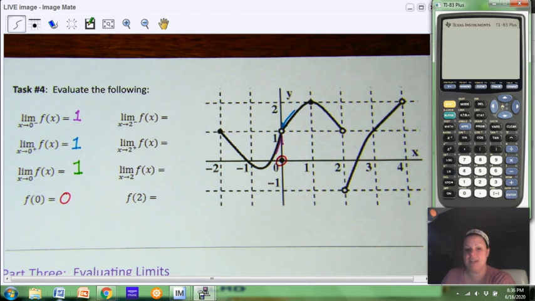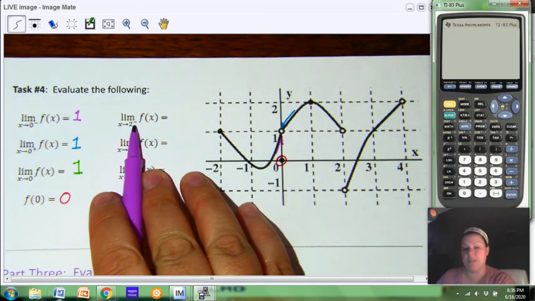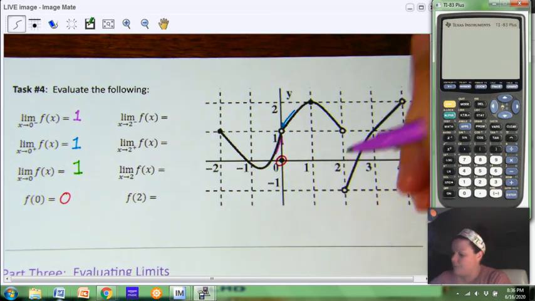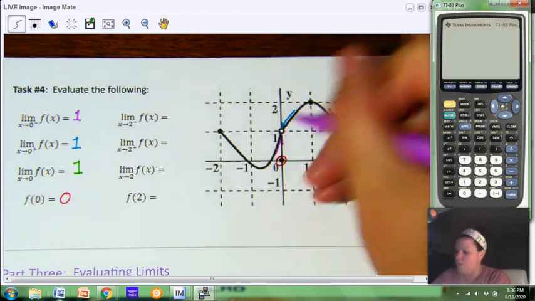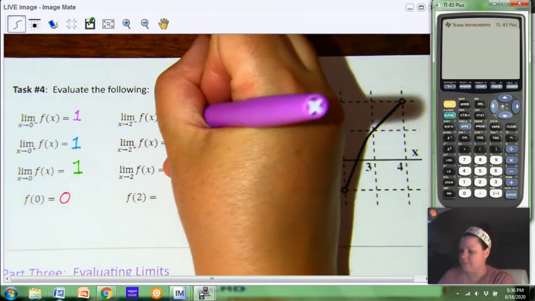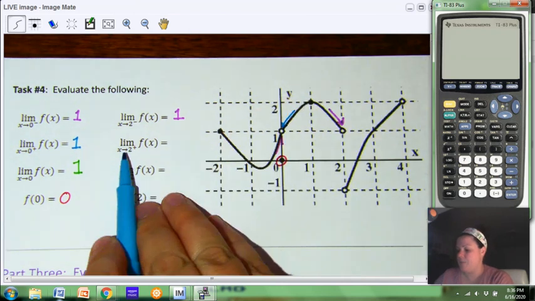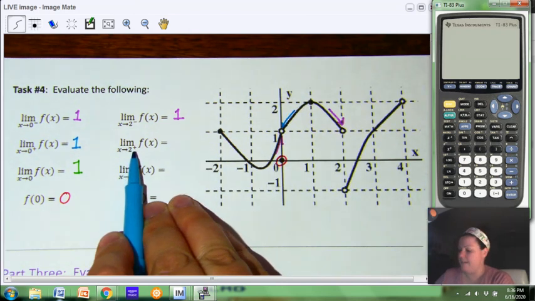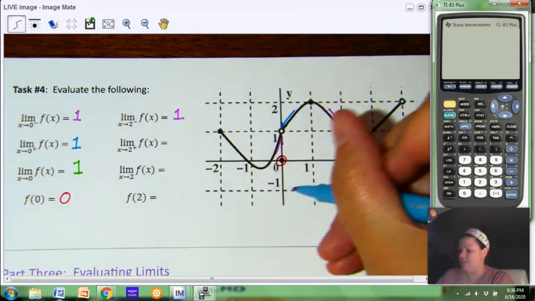So we're going to do the same thing for x equals 2. So we're approaching x equals 2, and the first one's going to be from the left. So here's x equals 2. We're going to follow the function from the left, and it's approaching a value of 1. As x approaches 2 from the right-hand side, on the right-hand side of 2, we're getting in closer down to negative 1.